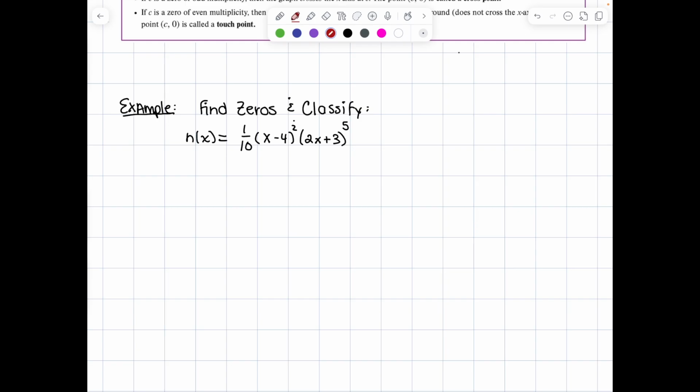Okay, so let's find the zeros, classify them, and talk about what that means for us. So this has a coefficient. We don't care about this. It makes no difference. So we set this x minus 4 equal to 0. So I get x equals 4, and the multiplicity equals 2. That's the power. Okay, we have this 2x plus 3. That gives me x equals negative 3 over 2.